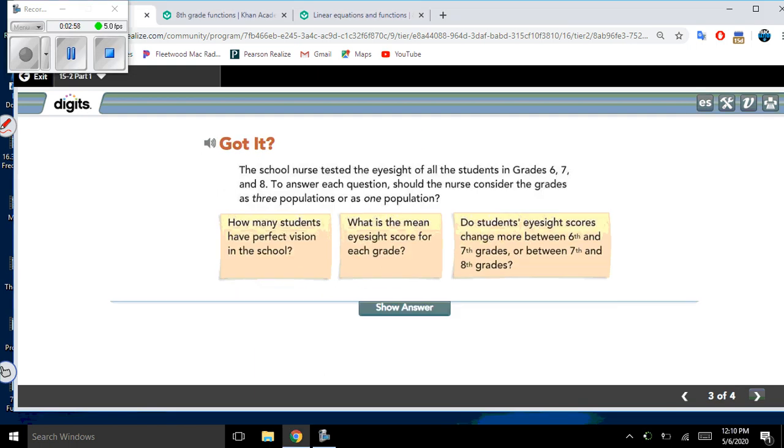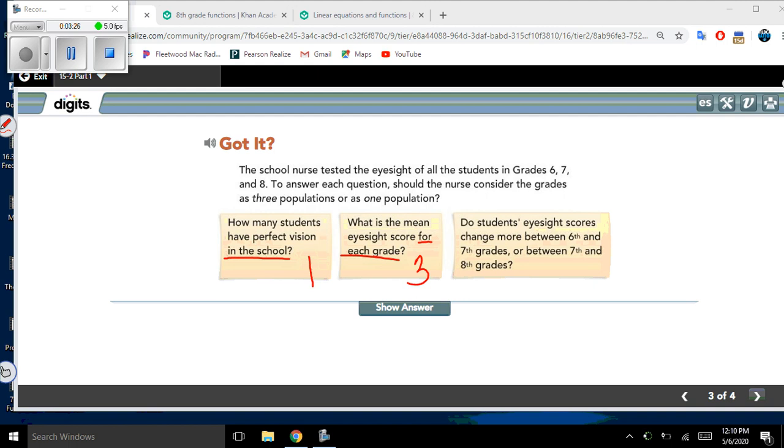Take a look at our next one, and again, this is going to be very similar. We're testing the eyesight of our group here at Bath, 6th, 7th, and 8th graders. How many kids have perfect vision in the entire school? And so we're looking at it, the entire school is just one population. What is the mean eyesight score for, here you go, each grade? So I've got to take 6th grade is this, 7th grade is this, 8th grade is this. We're looking at it then from 3 populations.